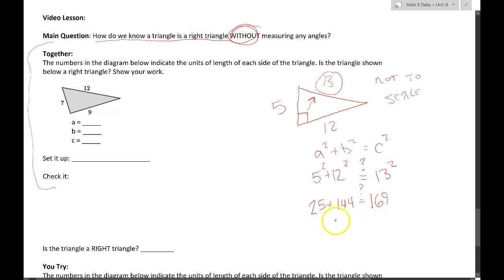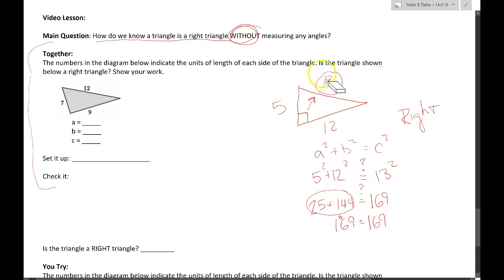169? Well, let's add these up and find out that 169 does in fact equal 169. So these two added up are 169. This stays by itself. So this is a right triangle because the Pythagorean theorem worked for it. This is a right triangle.